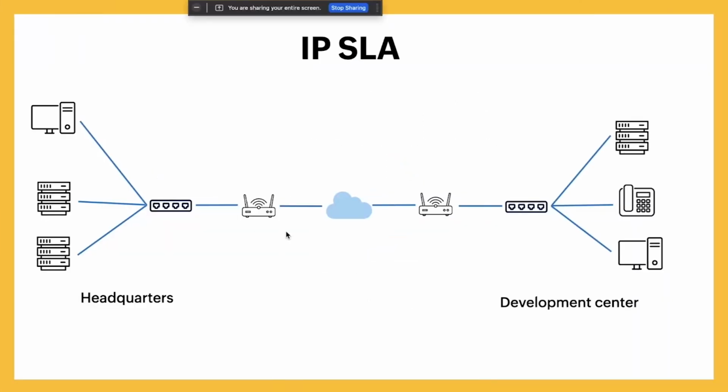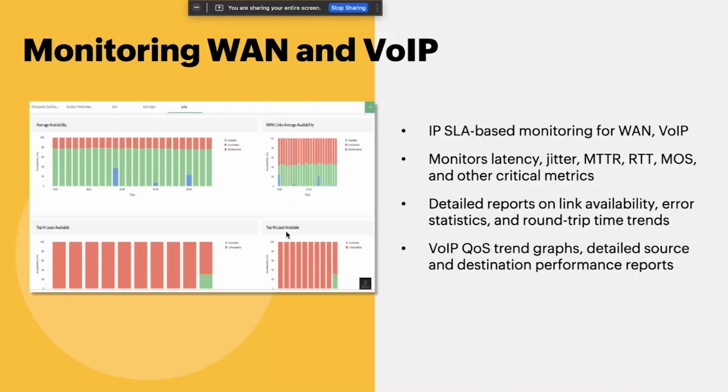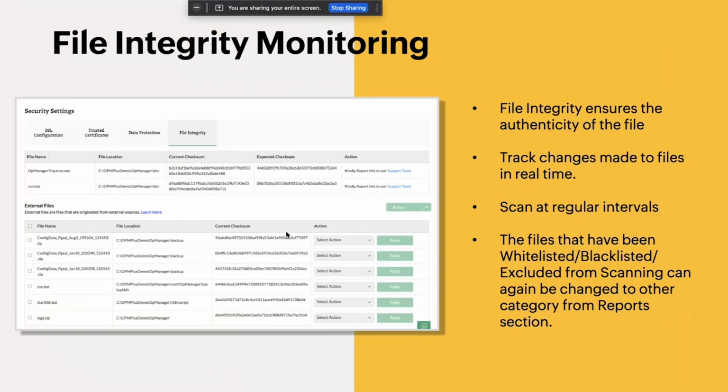Now let's go back and talk about, so this is monitoring WAN and VoIP. Let's go back and talk about file integrity monitoring in OpManager. So this feature is designed to protect your OpManager installation from attacks from malicious actors. So OpManager's installation has a directory which has a set of files that is vital for OpManager's operation.